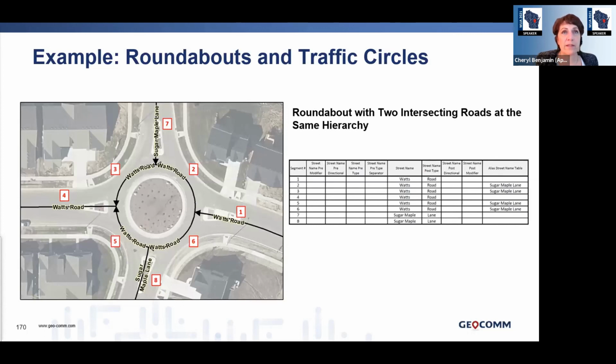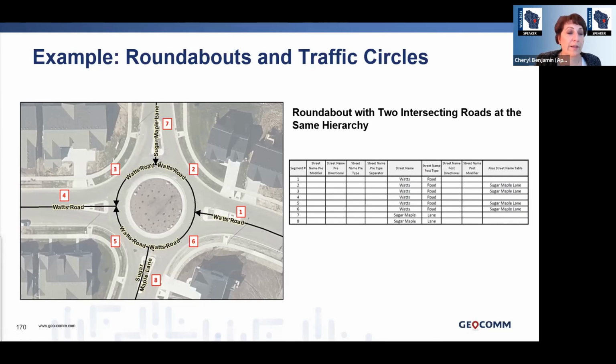But here, when you have roundabouts and you have two local roads that are intersecting, in this example we have Watts Road that's running east and west, and we have Sugar Maple Road running north and south. Since they are both local jurisdiction and they're both going over all these segments, what you end up doing is looking at their traffic rates. Since Watts Road has a higher traffic flow than Sugar Maple Lane, Watts Road will be populated on these road center lines. But then Sugar Maple Lane, as you can see over here in the table, is in the alias street name table. So that's how you would handle that one.